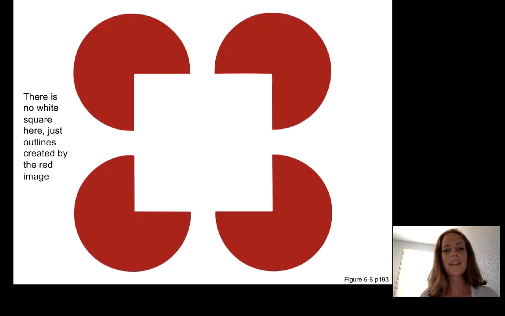So there are some very interesting perceptual illusions. So for example, when you look at this illusion, do you see a white square?